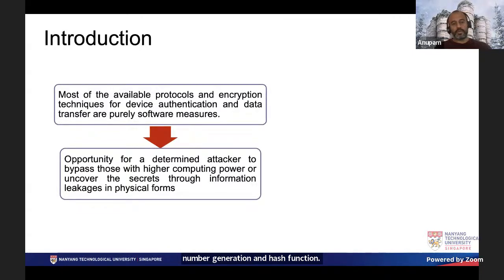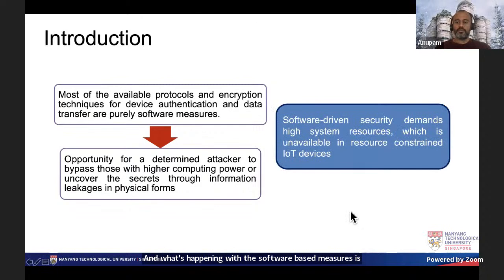Most of the available protocols that we see now, or encryption techniques for device authentication and data transfer, are purely software measures. We use these in our day-to-day operation for e-commerce, for digital signatures of sensitive data, and for sending information across through trusted security measures. What's happening with software-based measures is they are getting increasingly computationally heavy. So one needs to look for even smaller, faster implementations with lower power and energy footprint, specifically considering IoT platforms.